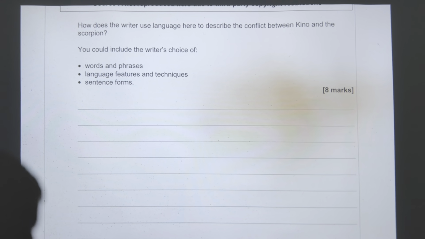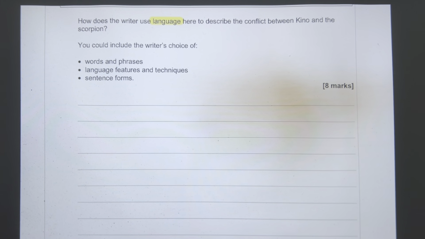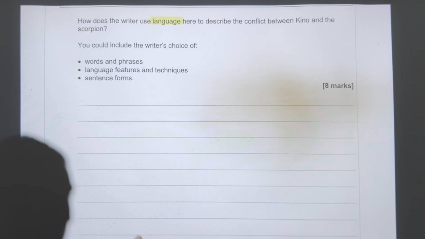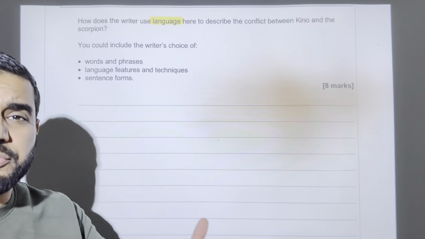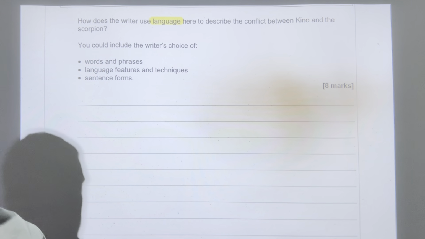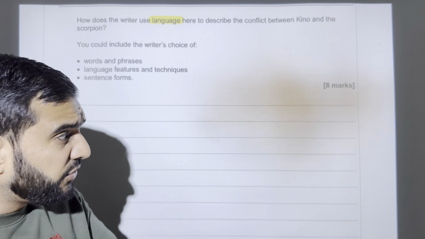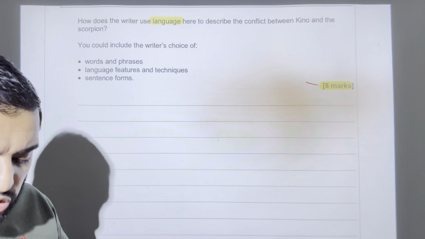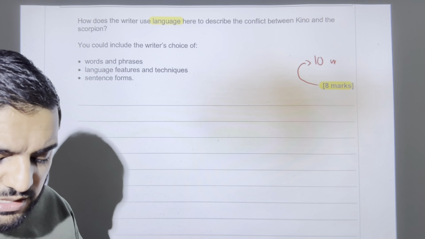Then we move on to question number 2. Question number 2 is known as the language question. Meaning, in this question, we analyze language devices like similes and metaphors and personification, and we analyze words and phrases like nouns or verbs and adjectives. Now, for this question, you are given 8 marks. And for 8 marks, you are looking to spend 10 minutes.